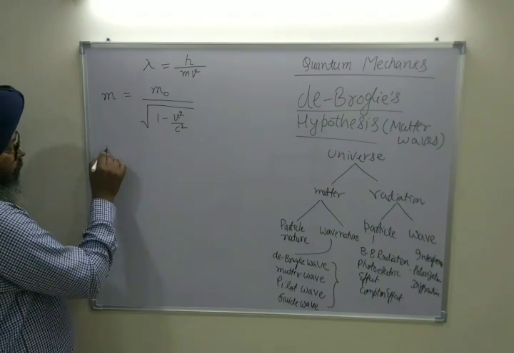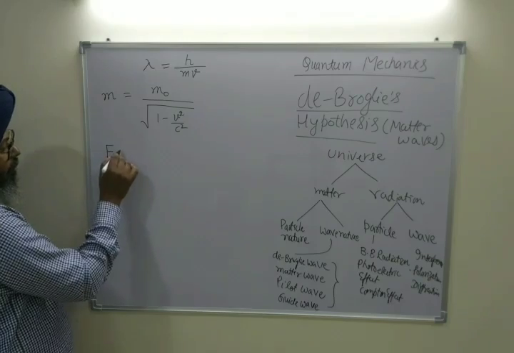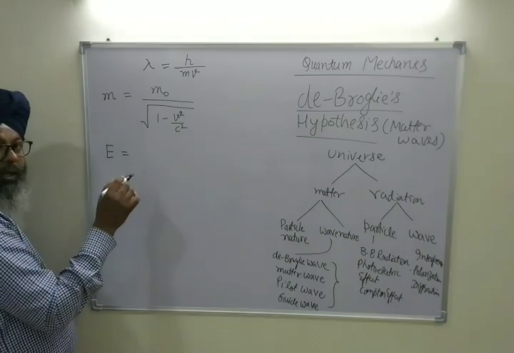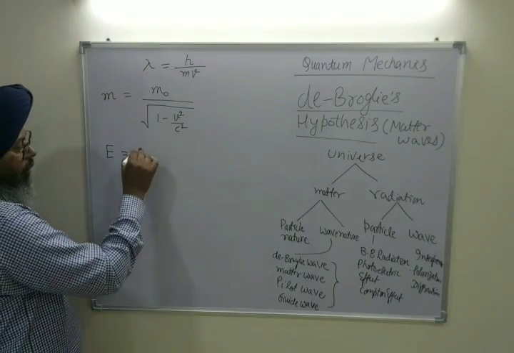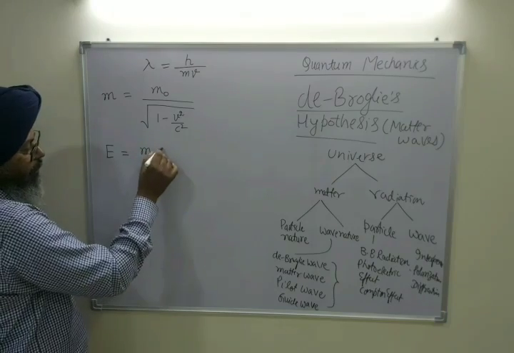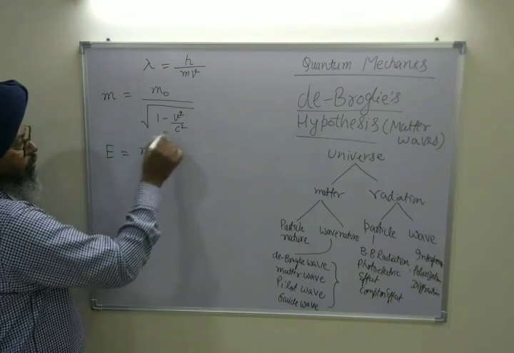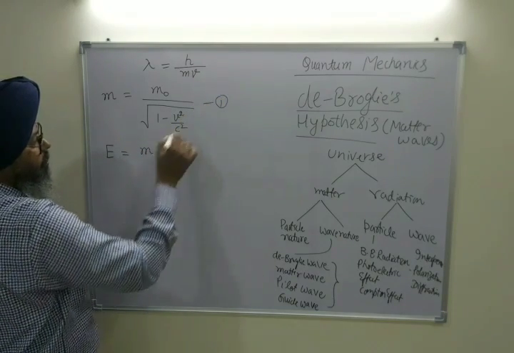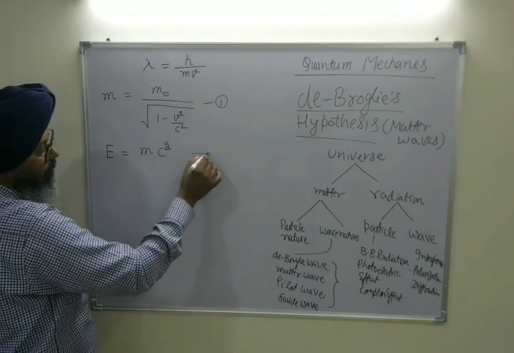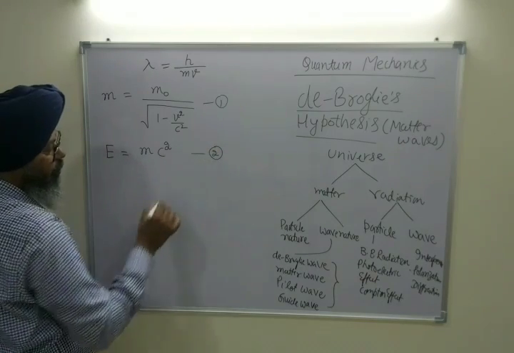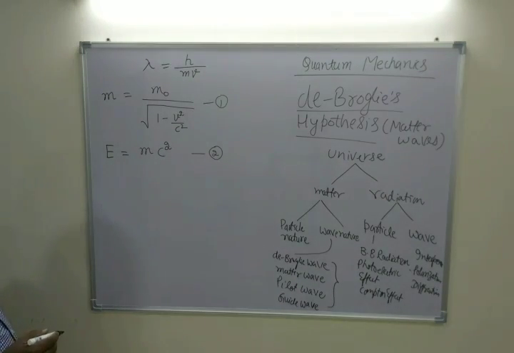Similarly, from Einstein's theory, we must know that the total energy contained in a body of mass m is given by E equals mc square. This is the first equation that we must remember. This is the second equation that we must remember.